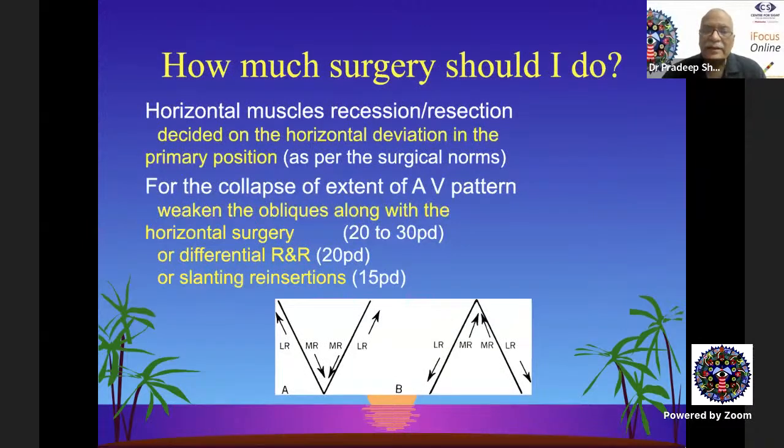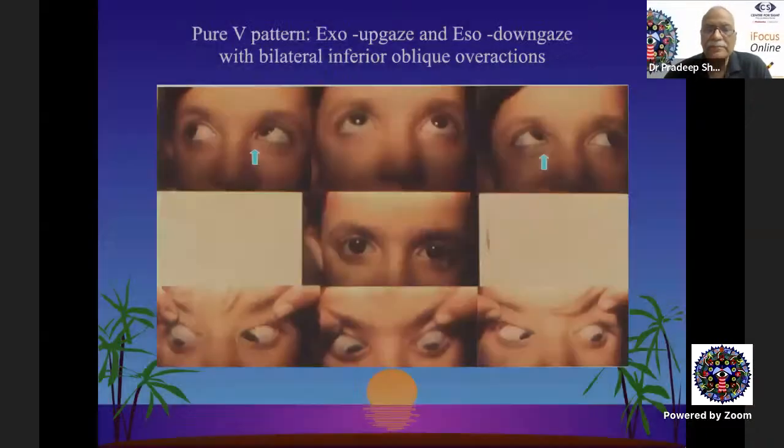The measurement would let us know how much surgery to do. The horizontal measurement will let us know how much horizontal recession and resection we'll do. But for A and V patterns, we would have to go by the vertical shifting of the horizontal recti if there is no inferior oblique overaction or superior oblique overaction. But if they are there, then we'll have to do simultaneous surgery on the obliques.